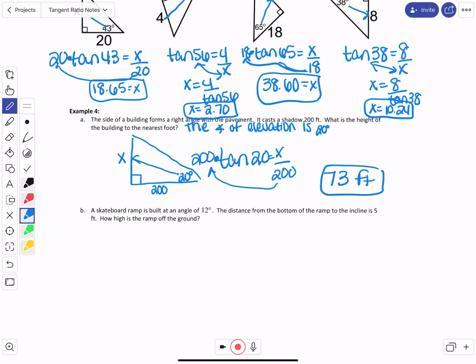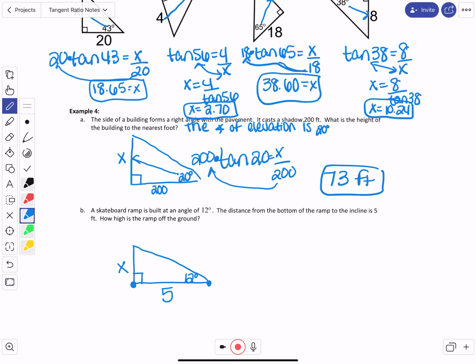Okay. A skateboard ramp is built at an angle of 12 degrees. Okay, so we know we're dealing with a right triangle. The distance from the bottom of the ramp to the incline is 5 feet. Okay. How high is the ramp off the ground? So it's wanting to know the height right here.